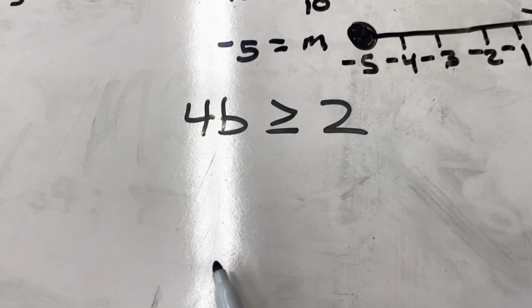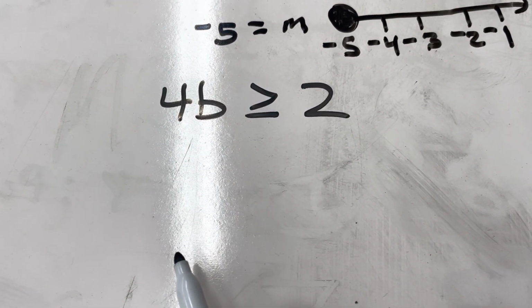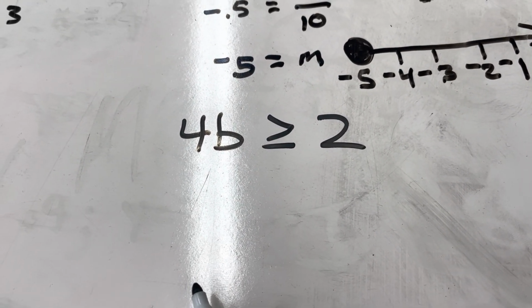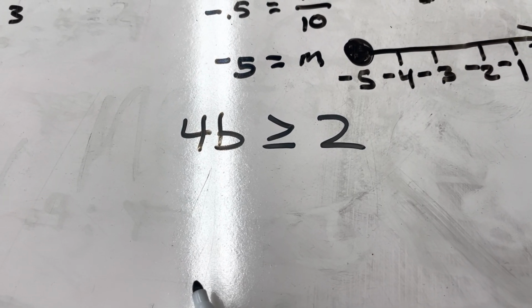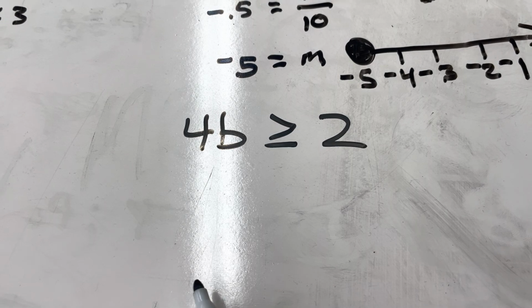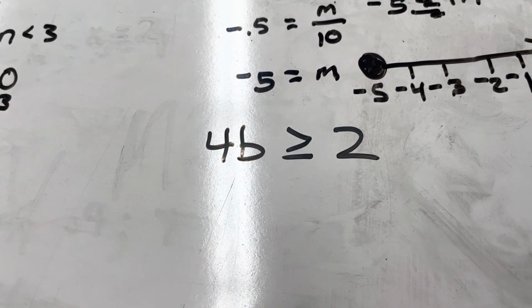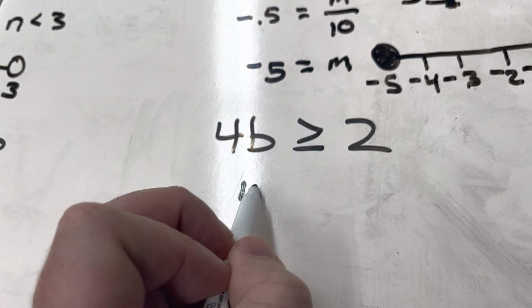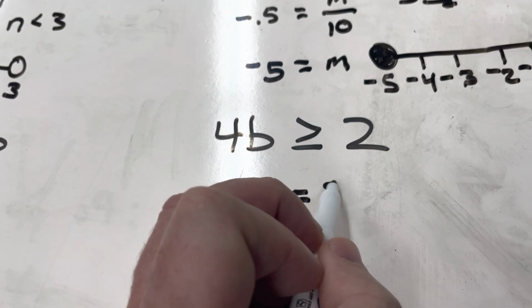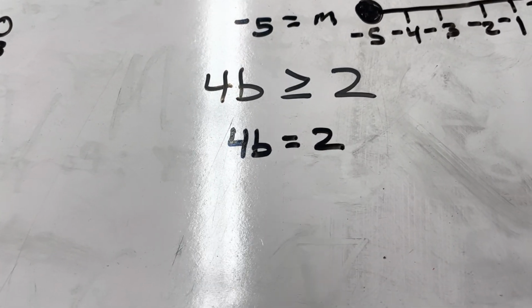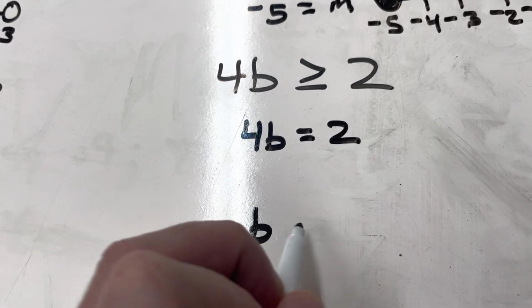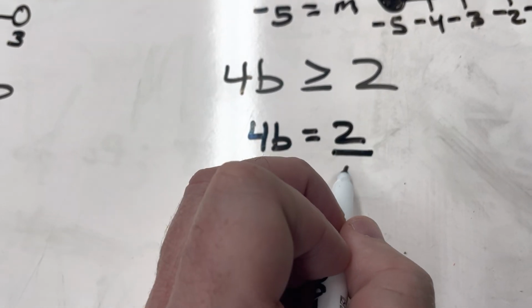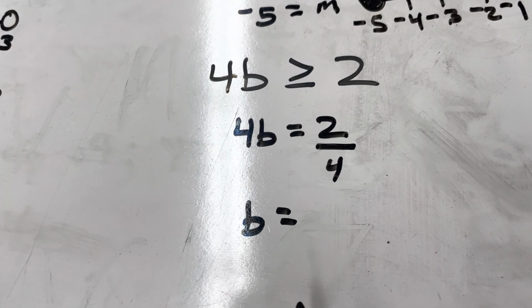All right, so here we go. 4b is greater than or equal to 2. Okay, so we're going to set this up as 4b equals 2. I'm going to have to divide everything by 4. So that's going to isolate b. Now when I divide this by 4, it just becomes 2 over 4, 2 divided by 4.